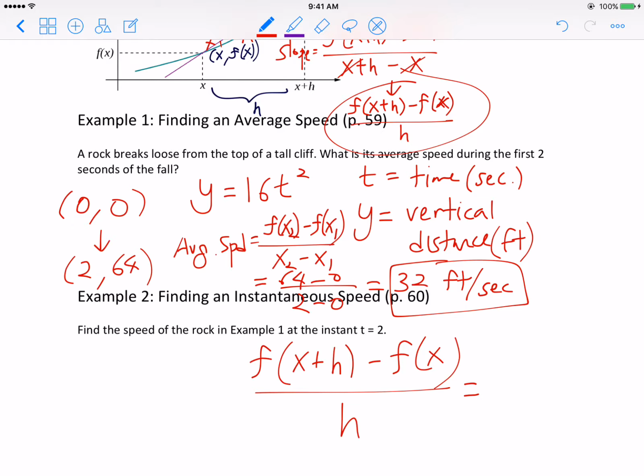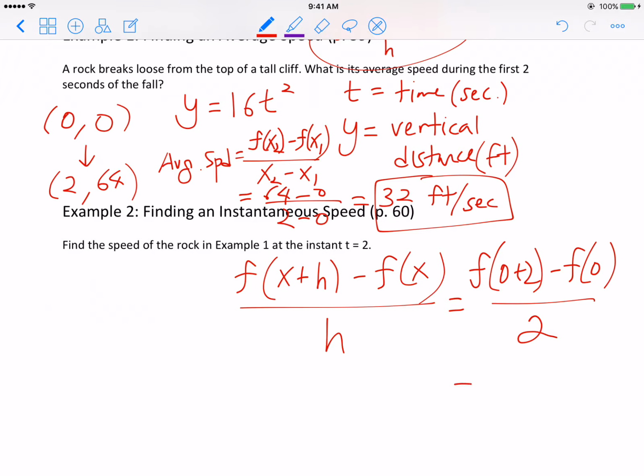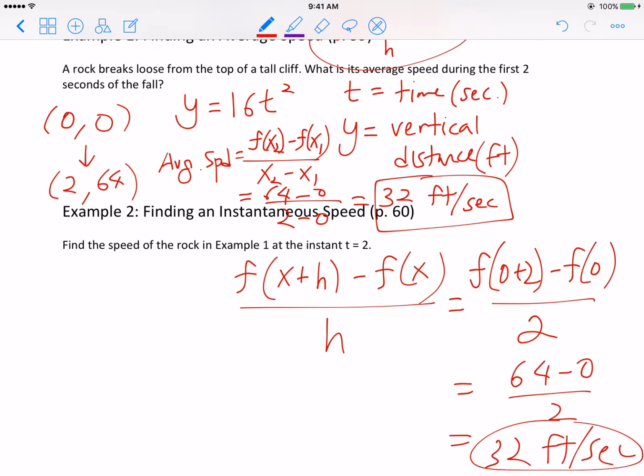So what you have is f of 0 plus 2 minus f of 0, divided by h, which is 2. That comes out to be 64 minus 0 divided by 2 as well, which is 32 feet per second. So there's my example 1.